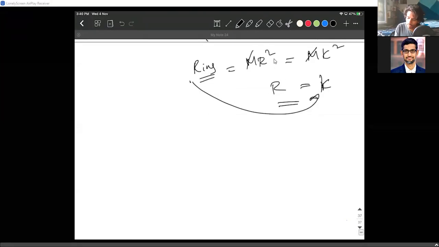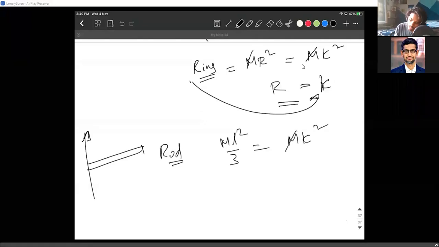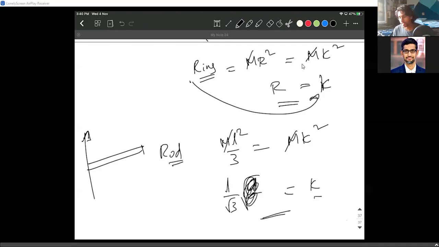For a rod about one end, the moment of inertia of a rod about one end was actually what? ml square by 3. Now you equate it to mk square, m cancels out, k equals root over L by 3, not root over L by 3, L by root 3. So this is the radius of gyration in this case. For the radius of gyration value, all you need to do is simply equate it to mk square, and you'll get the value of radius of gyration. That's all. There is no big deal here.